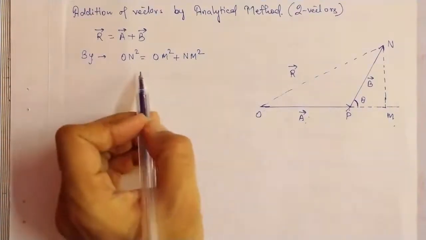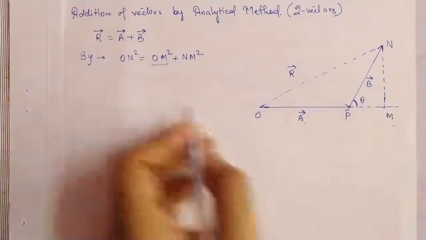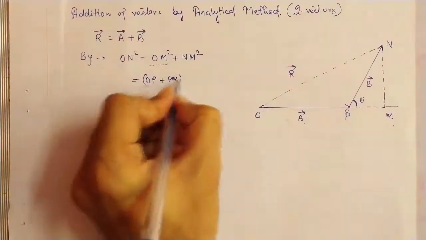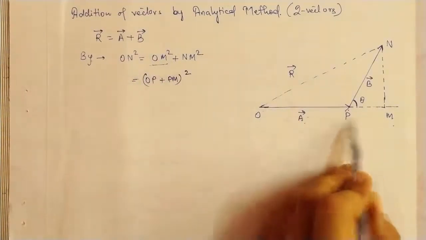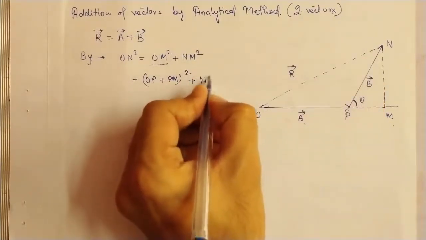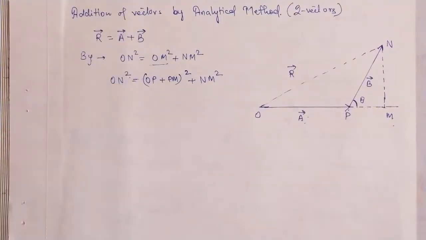Now we can see that OM is OP plus PM, the whole squared. I can write this OM in these two constituent sides, plus NM square, and that equals ON square. Now the problem is that we don't know the value of PM. We know the value of OP, but we don't know the value of PM. So what will we use? We will use a simple trigonometric function to calculate PM.